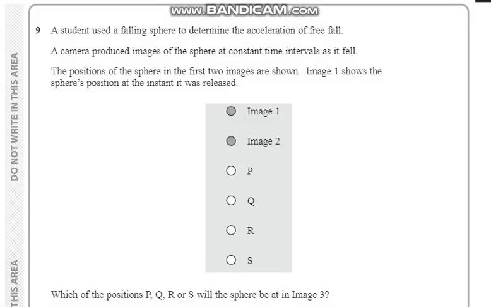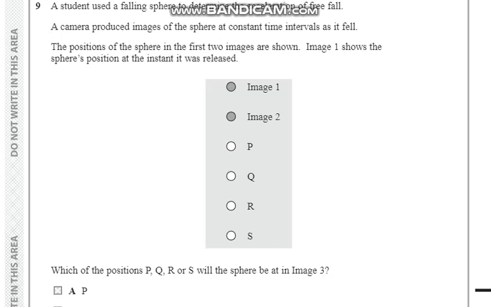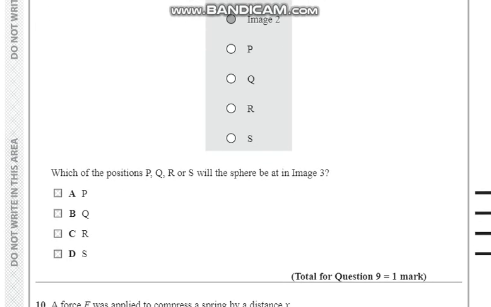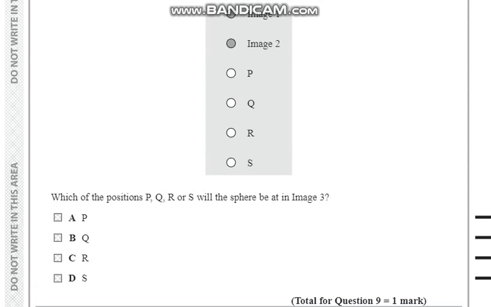The ninth question says that a student used a sphere to determine the acceleration of free fall. A camera produced images of the sphere at constant time intervals as it fell. The position of the sphere in the first 2 images is shown. Image 1 shows the sphere's position at the instant it was released. Okay, those are the 2 images, and then some letters P, Q, R, S. The question is, which of the positions P, Q, R and S will the sphere be at in image 3?